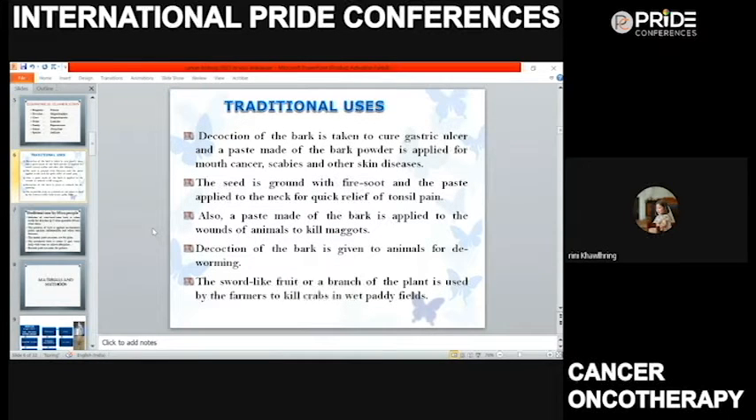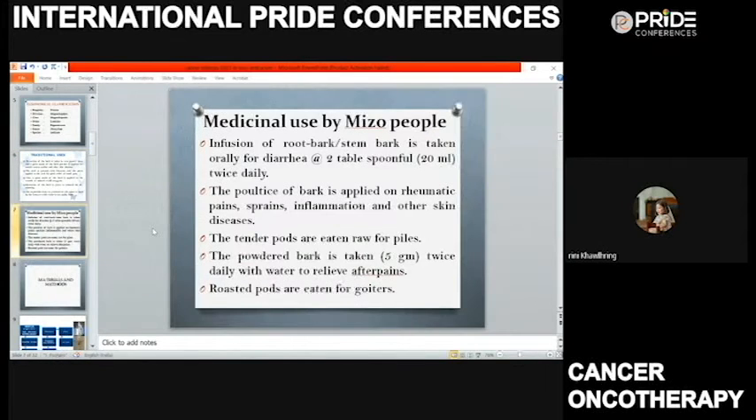Traditionally, the decoction of the bark is used to cure gastric ulcer, and the paste of the bark powder is applied for mouth cancer, scabies, as well as other skin diseases, and for other purposes as well. And locally, the infusion of root bark or stem bark is taken orally for diarrhea, and the poultice of the bark is applied on rheumatic pains, sprains, inflammation, as well as some other skin diseases.